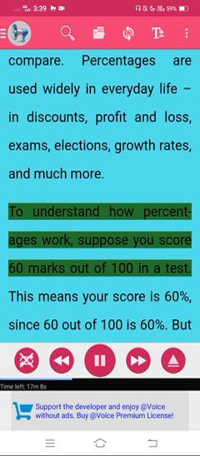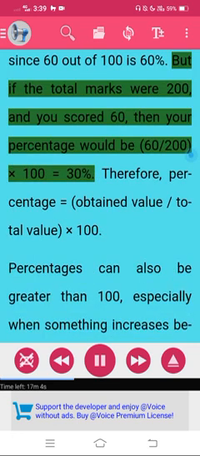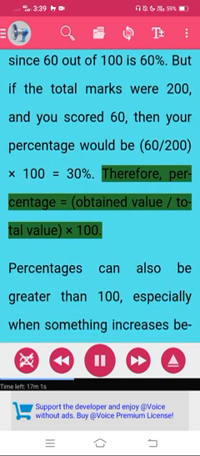To understand how percentages work, suppose you scored 60 marks out of 100 in a test. This means your score is 60%, since 60 out of 100 is 60%. But if the total marks were 200, and you scored 60, then your percentage would be 60/200 times 100, equals 30%. Therefore, percentage equals obtained value divided by total value, times 100.